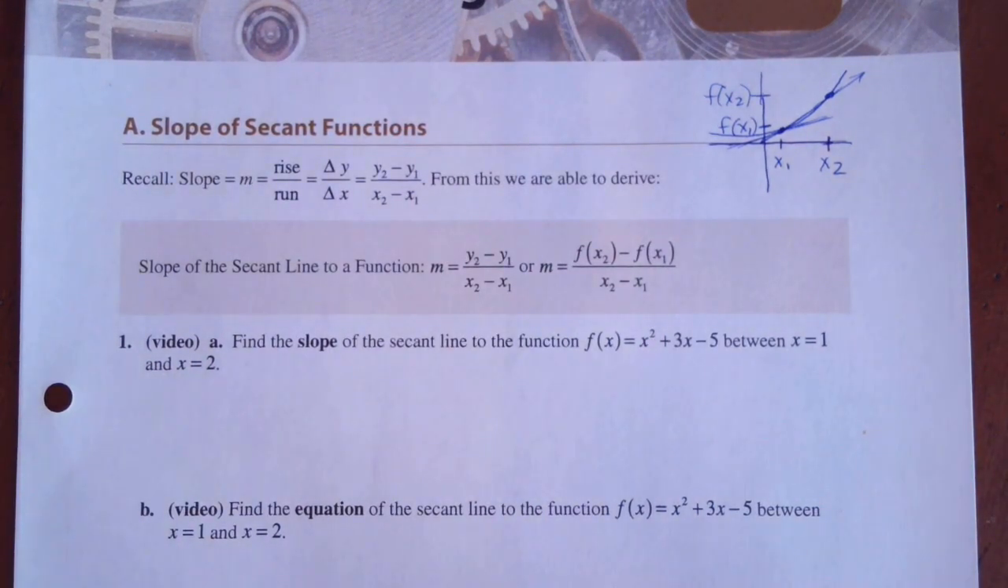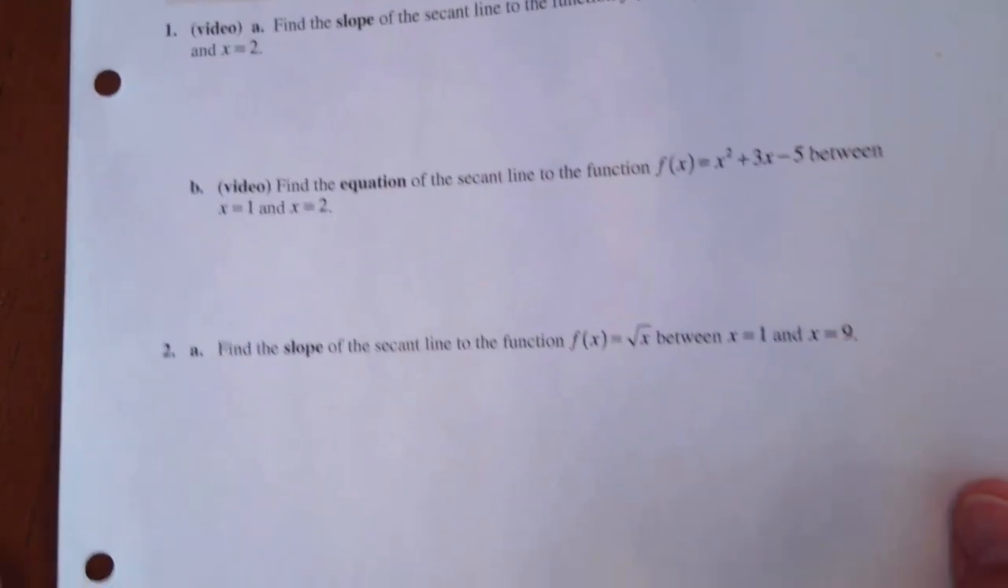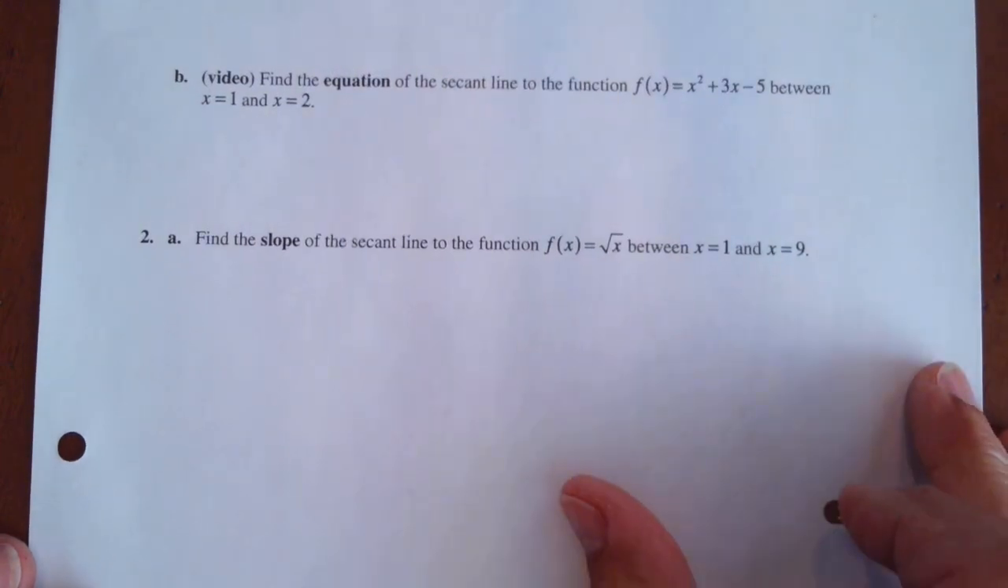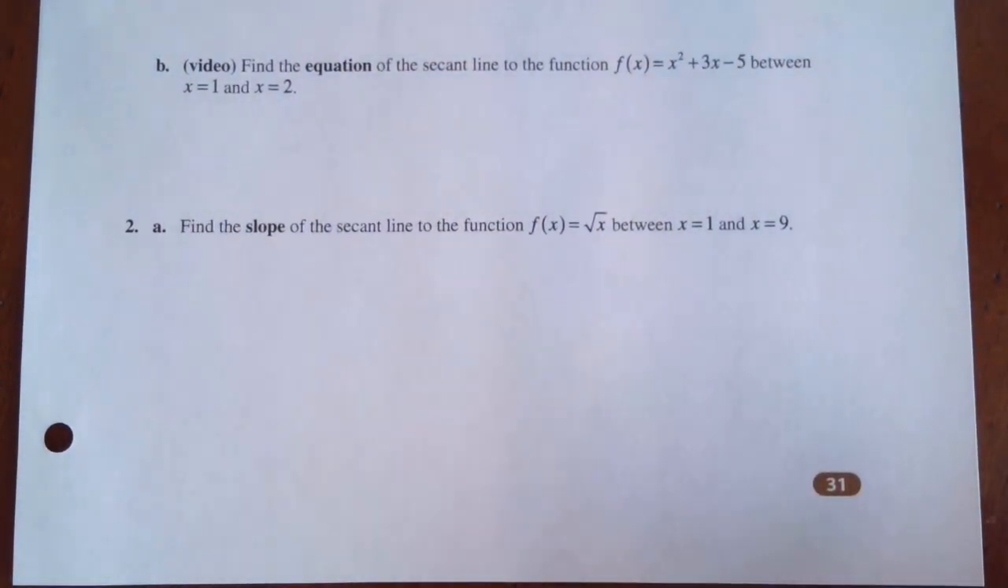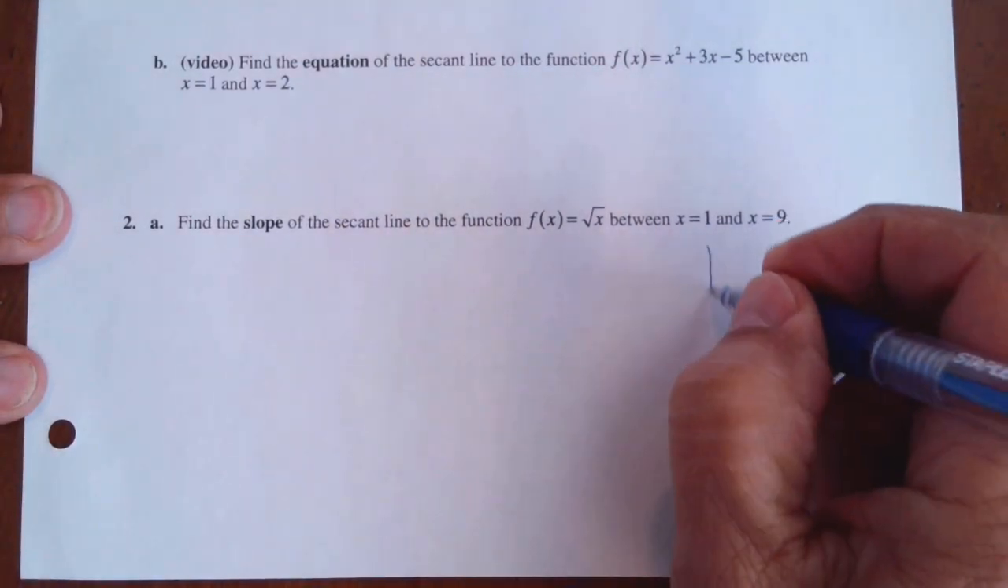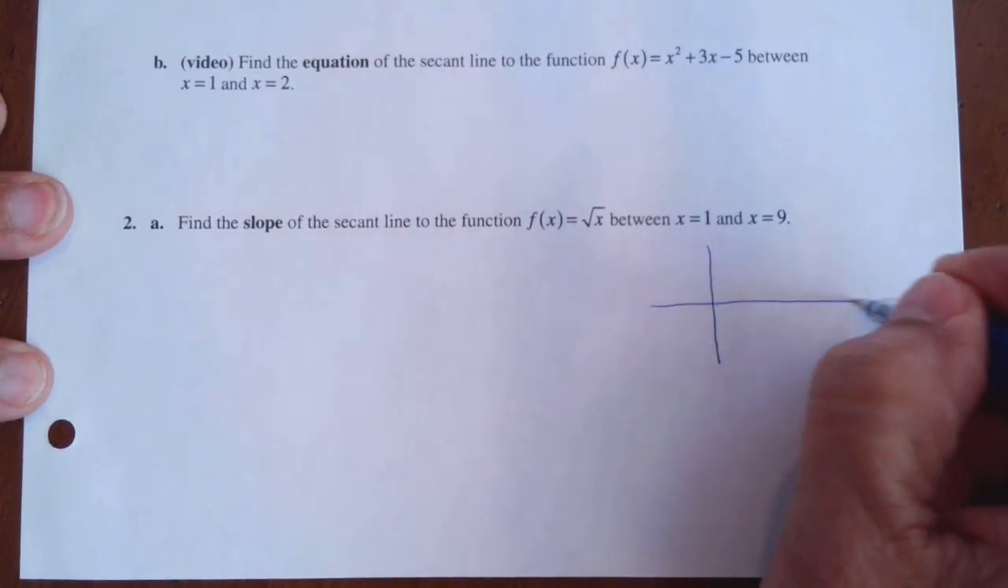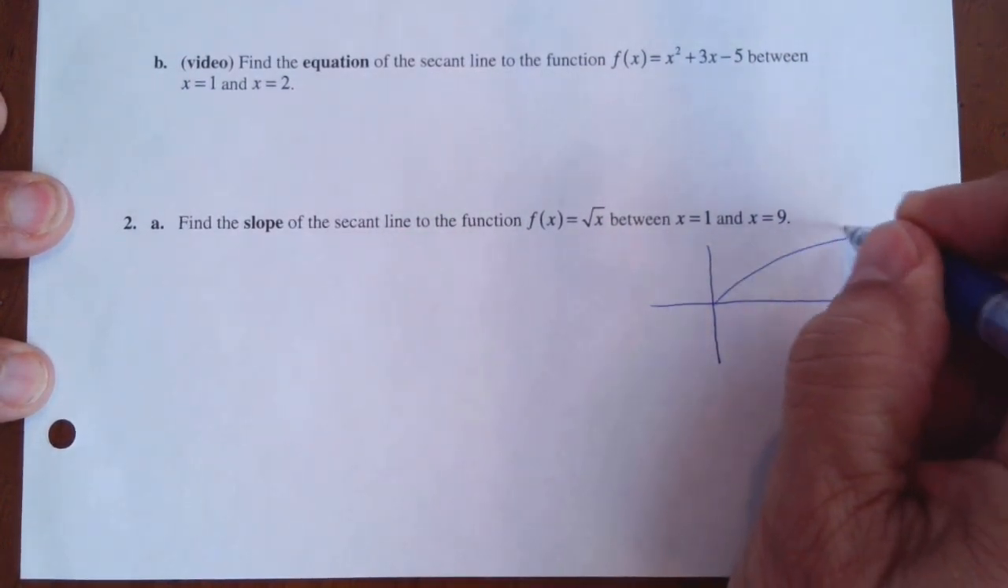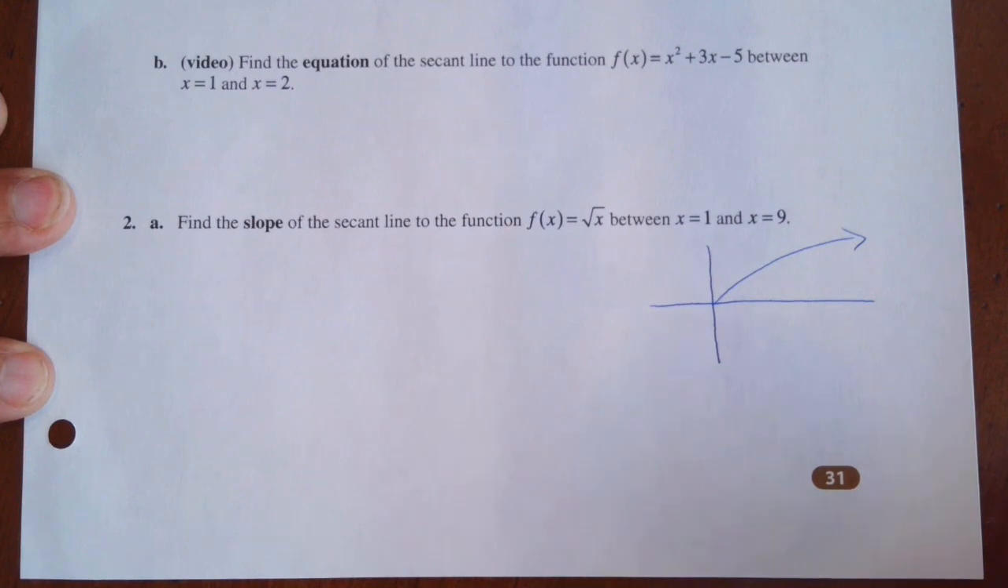All right, so I'm going to jump down to number 2. That's the problem that we're going to do in class together. He did number 1 with you. So number 2 says, find the slope of the secant line to the function f of x equals the square root of x between x equals 1 and x equals 9. All right, so let's kind of just remember the square root function. Kind of looks like that shape, right? There's the square root function.